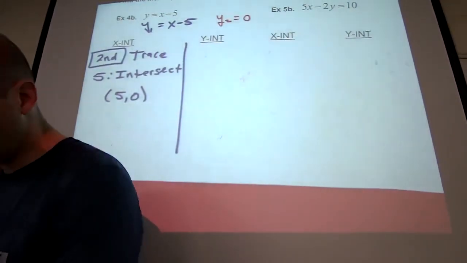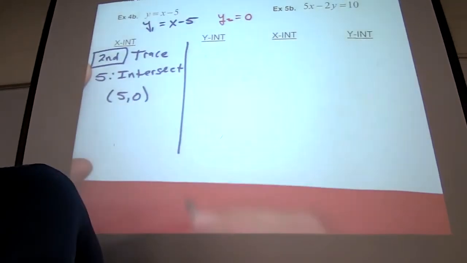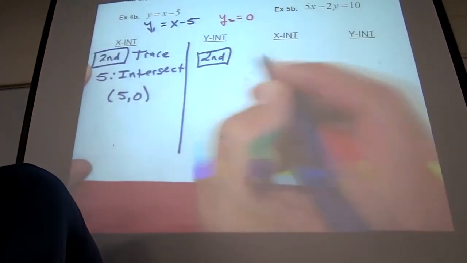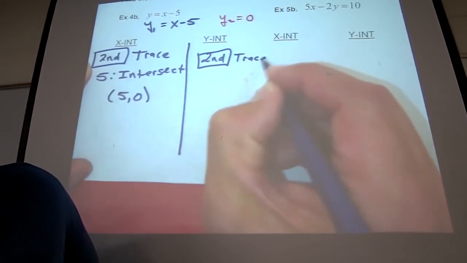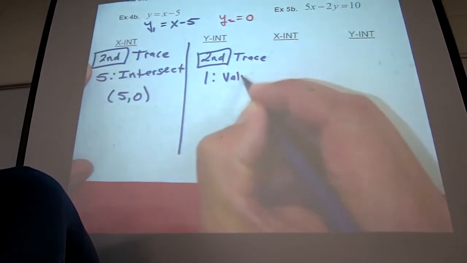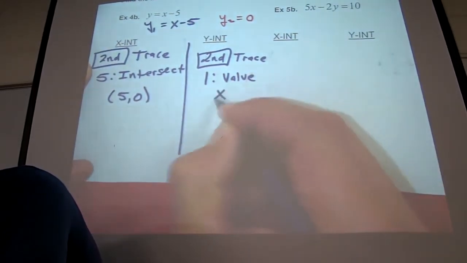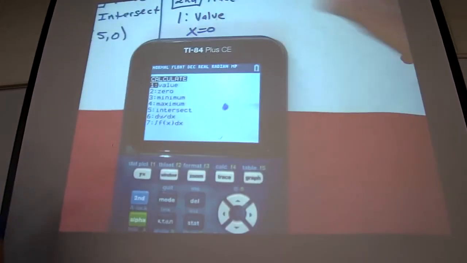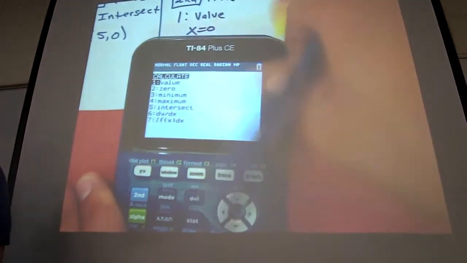All right, next I'm going to do y-intercepts. I'm going to press second trace, which is going to bring me back to that calculate menu. And then I'm going to do number 1 value. And the value that I'm going to type in is x equals 0. All right. Let me get this little mark off my calculator.